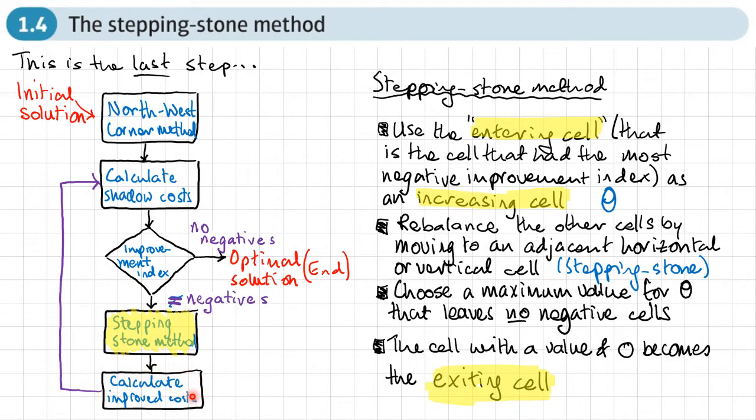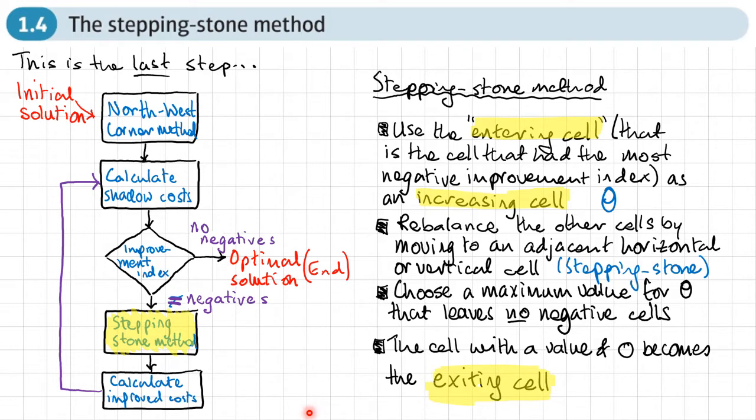Then we're going to calculate our improved costs after doing the stepping stone method. Now we need to check whether these improved costs are in fact an optimal solution. So we need to go back, calculate the shadow costs, calculate the improvement indices, and if we've got no negatives, we know we've got an optimal solution. If we've still got negative improvement indices, then we carry out the stepping stone method again, calculate improved costs and so on. So this arrow shows that we've got iteration here, and we could be iterating 2, 3 or more times until we get an optimal solution, and we end here.